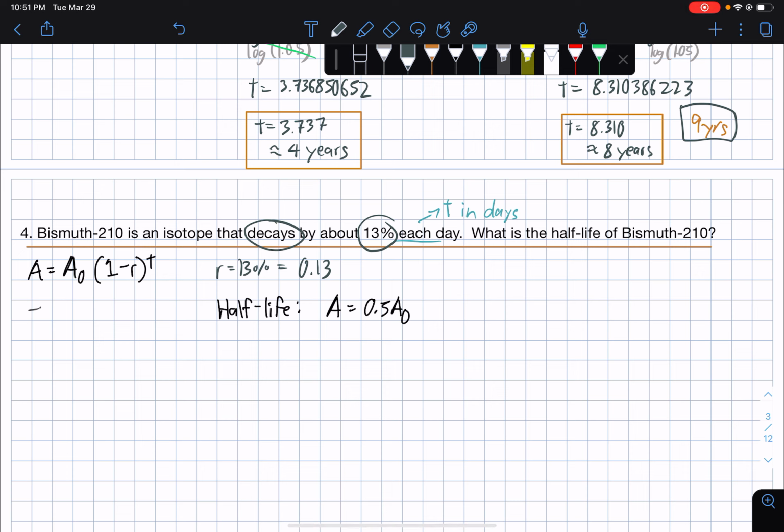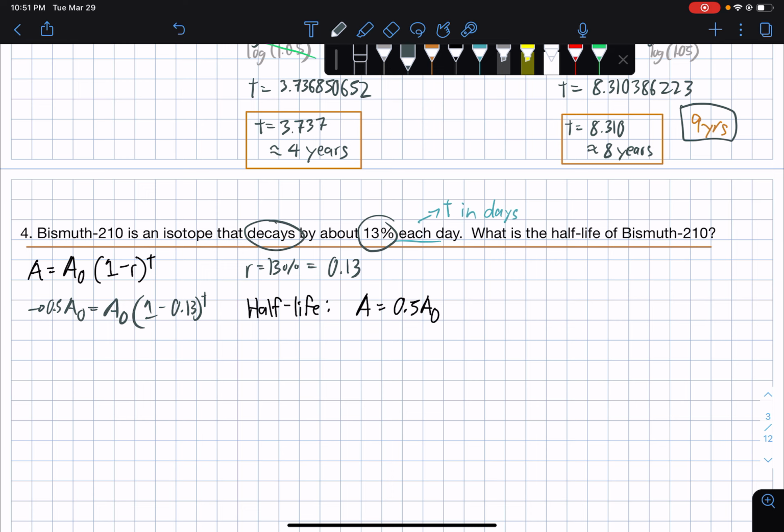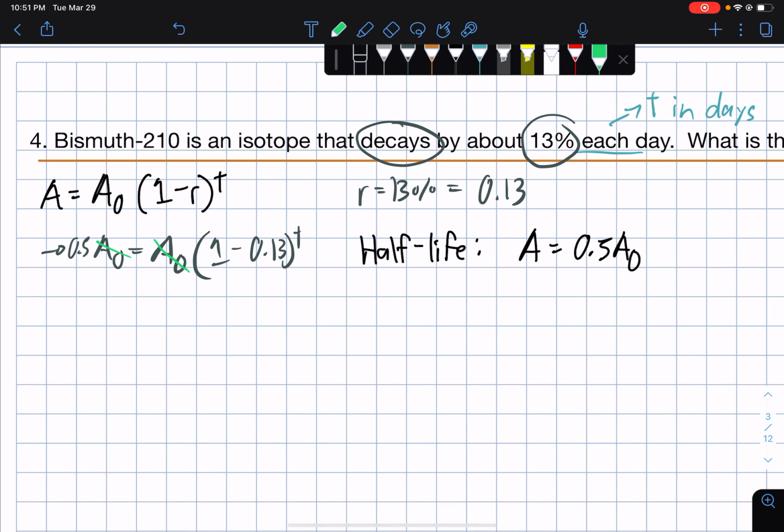Alright, let's substitute the values now. So A is equal to AO, such that we have 0.5 AO is equal to AO times the quantity 1 minus 0.13 raised to t. We have something like that, and we cancel basically. We end up with something like this. 1 minus 0.13 is 0.87. Of course, we place raised to t.